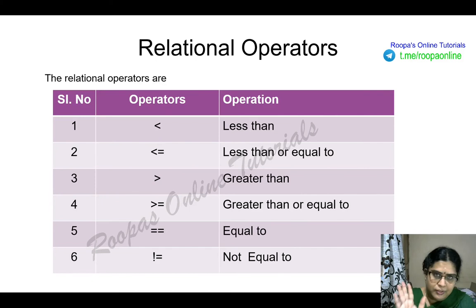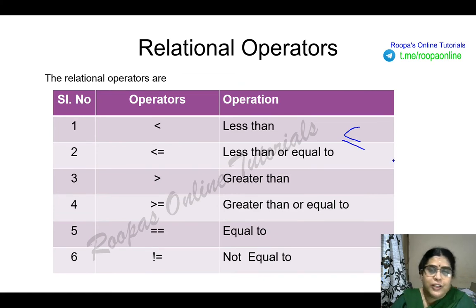There are 6 relational operators in Java. What are they? You have less than, less than or equal to, greater than, greater than or equal to, and double equal to, which is your normal equal to that you use in maths, and not equal to, with the exclamation symbol. Here, one thing you have to remember is that in maths, we are used to writing less than or equal to with one symbol like this.